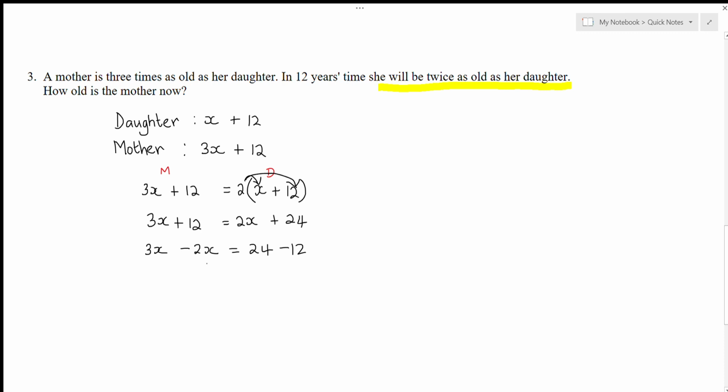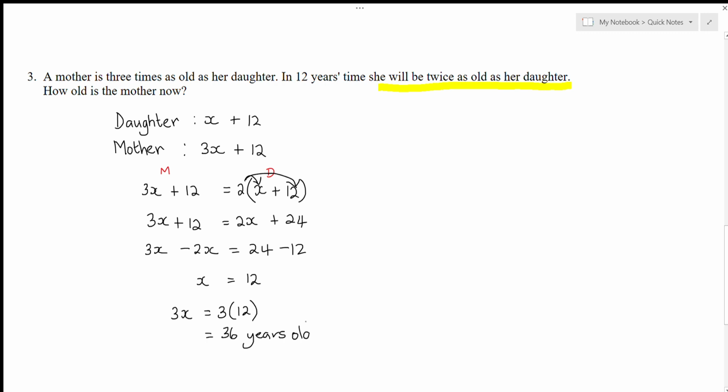3x minus 2x would give me x, and 24 subtract 12 will give me 12. So who is x? The daughter is x. They want to know how old is the mother now. So the mother is 3x, so she's 3 times the daughter's age, which is 12. So the mother is 36 years old now.